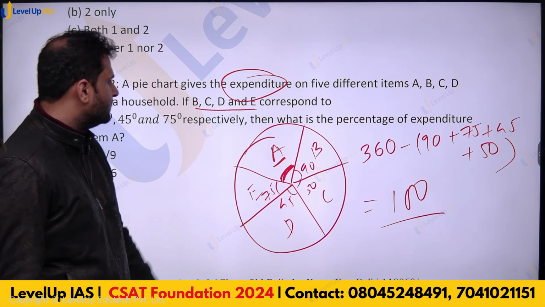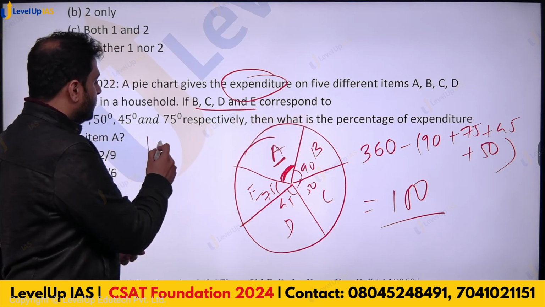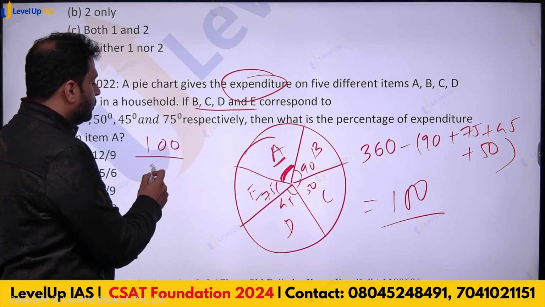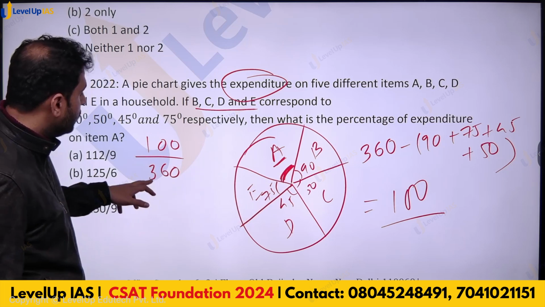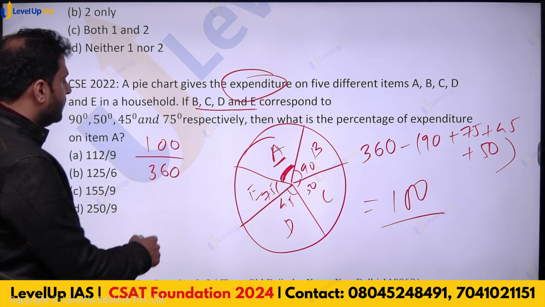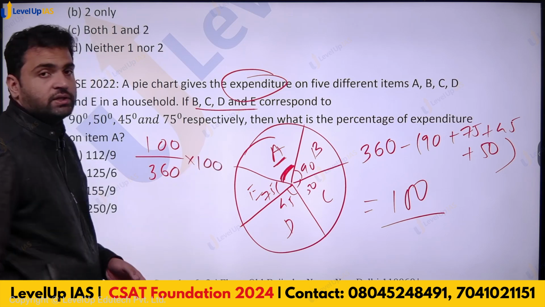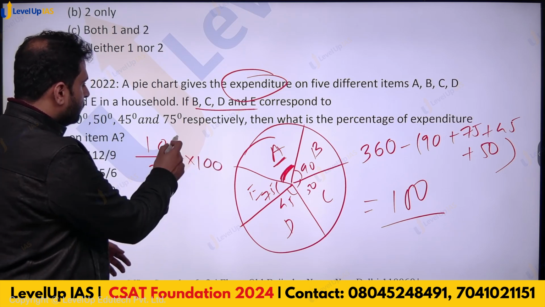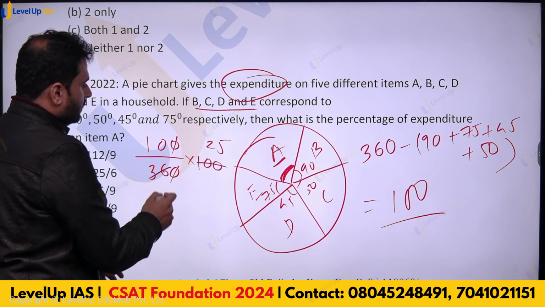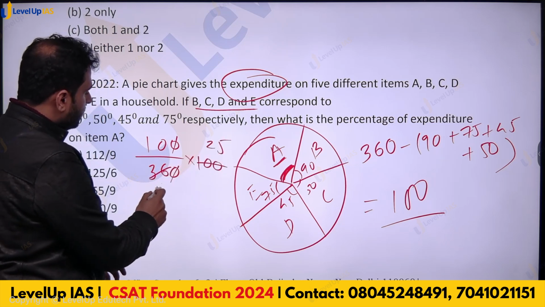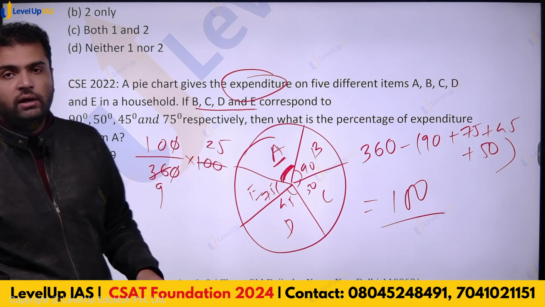And the percentage expenditure on item A becomes expenditure on A divided by total. So the angle corresponding to A is 100, total angle corresponds to 360, into 100 because we want percentage. And if you reduce, 10 gets cut. You can divide by 4 and you will get 25 into 10 by 9, which is 250 by 9%.